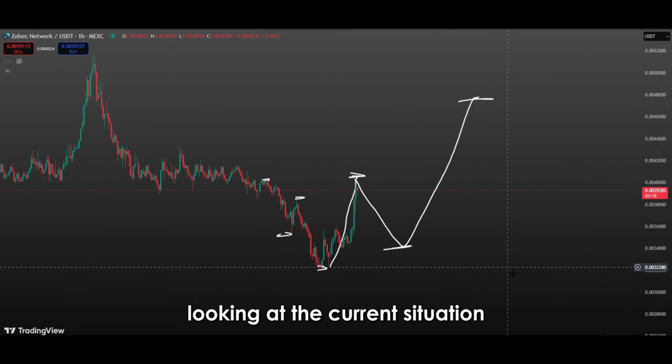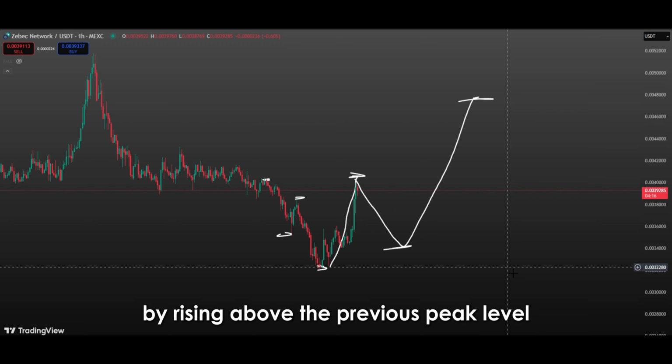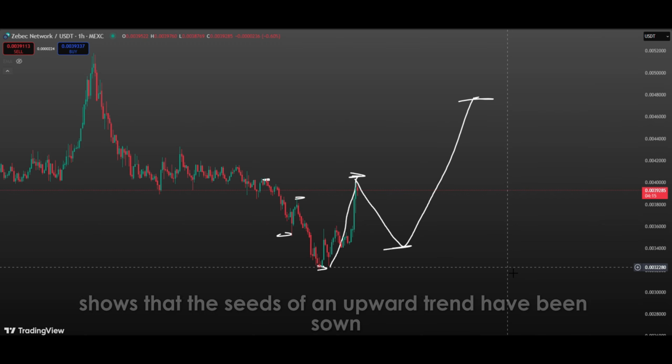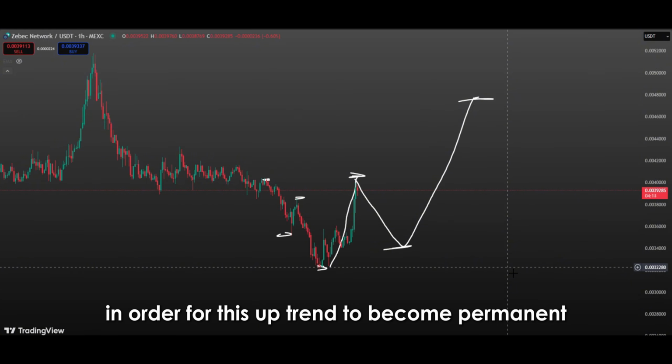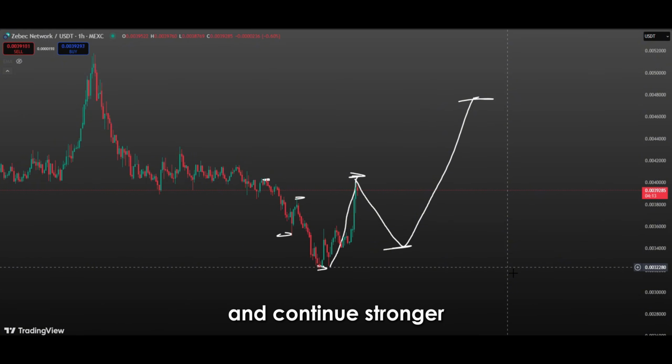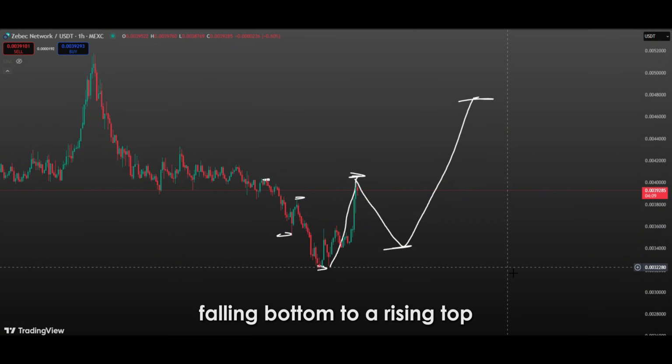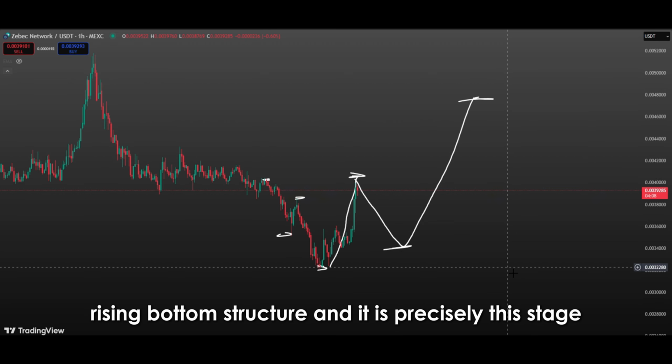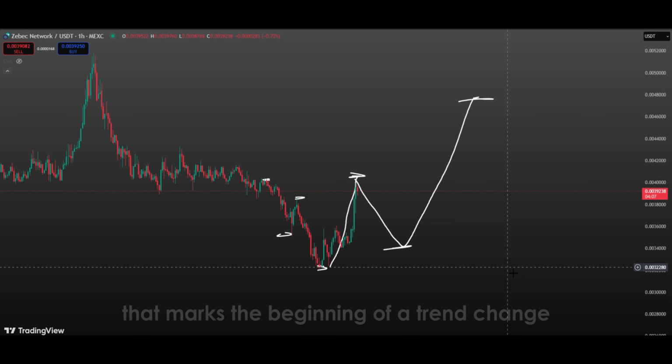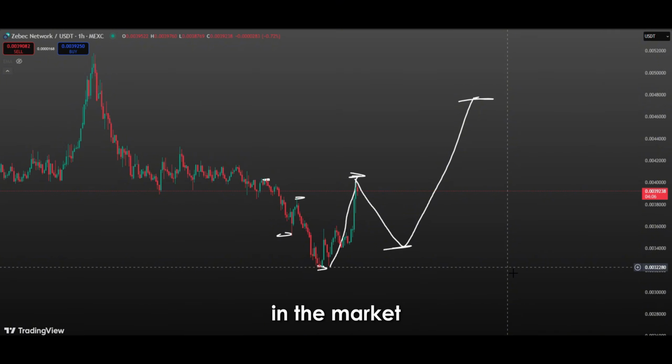Looking at the current situation, the fact that the price has exhibited a strong momentum by rising above the previous peak level shows that the seeds of an upward trend have been sown. In order for this uptrend to become permanent and continue stronger, the price needs to make a higher low in the coming period. Such structures represent the transition of the market structure from a falling top, falling bottom, to a rising top, rising bottom structure. And it is precisely this stage that marks the beginning of a trend change in the market.